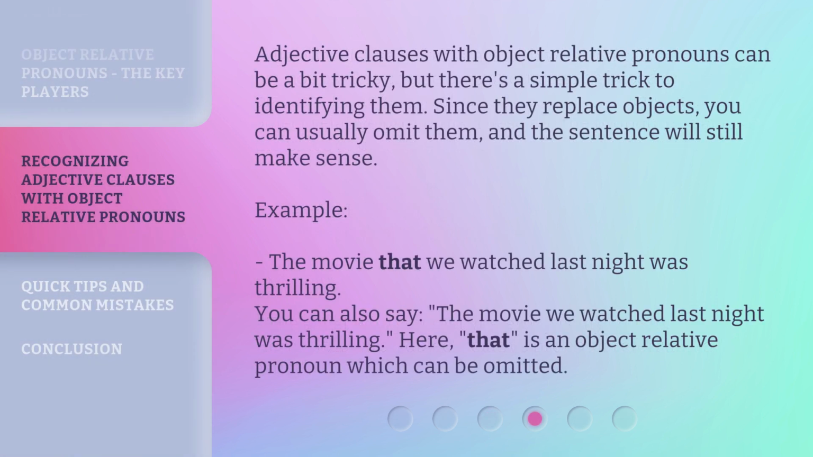Adjective clauses with object-relative pronouns can be a bit tricky, but there's a simple trick to identifying them. Since they replace objects, you can usually omit them, and the sentence will still make sense. Example: the movie that we watched last night was thrilling. You can also say, the movie we watched last night was thrilling. Here, that is an object-relative pronoun which can be omitted.